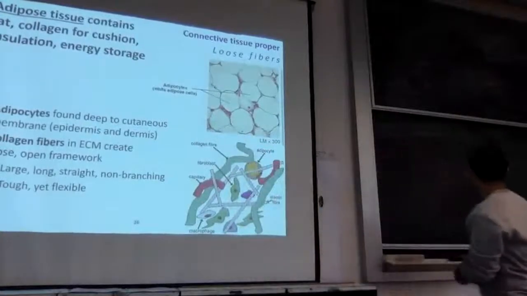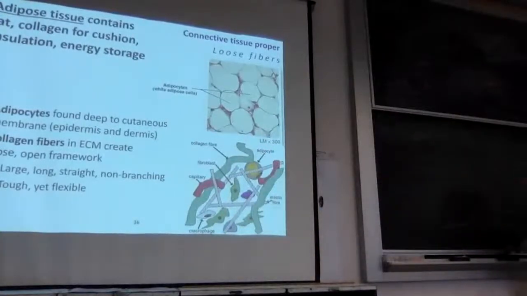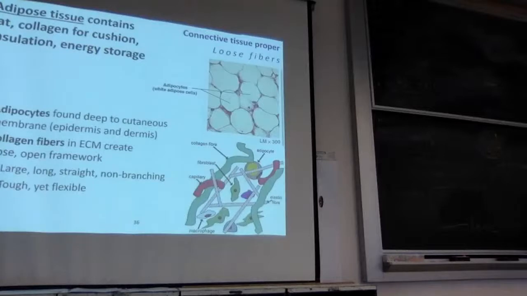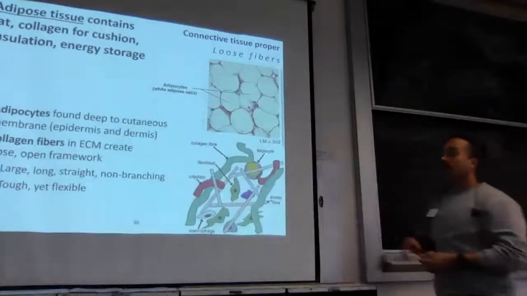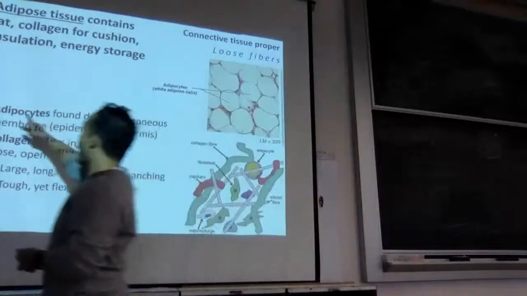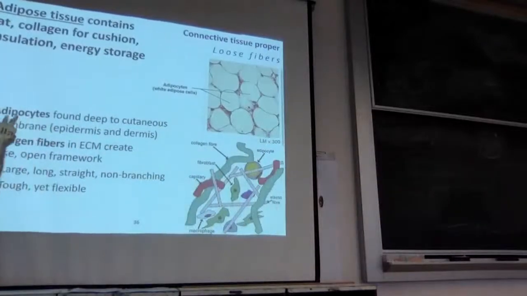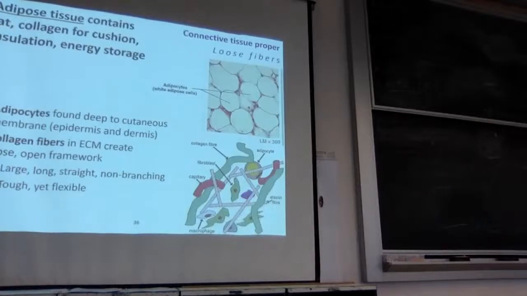If I could draw a rough sketch of what it looks like. Here's the plasma membrane. Here's the nucleus and all the other organelles. And then all of this is fat storage. So everything's been pushed to the side. The main goal of adipose is to store fat. The term for these cells is an adipocyte. Cyte means cell. It's an adipose cell, adipocyte.